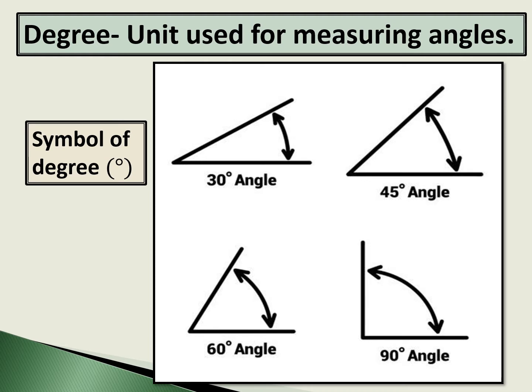We can measure the gap between the two arms of the angle by using degrees. A degree is a unit of measurement used for measuring angles. The symbol of degree is given in the box over here.